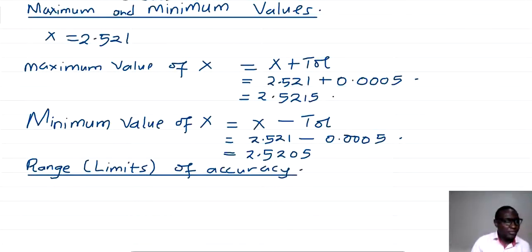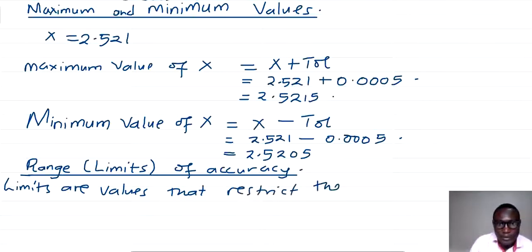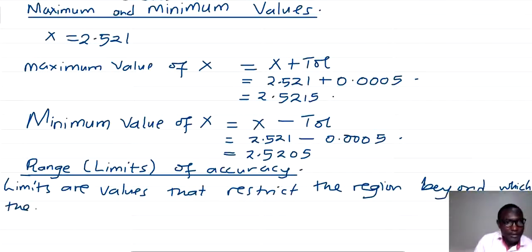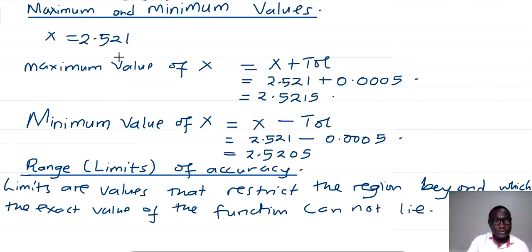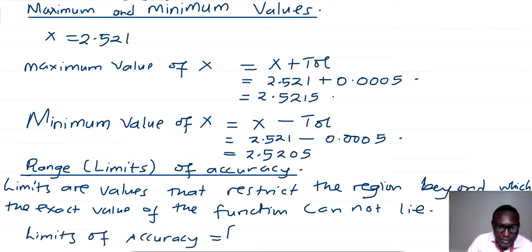Now, having got the maximum and the minimum values, limits and range are two different words, but the concept is the same. Limits are values that restrict the region beyond which the exact value of the function cannot lie. So the degree of accuracy oscillates between the minimum and the maximum values. Okay, so the limits of accuracy are here: minimum value, comma, the maximum value.